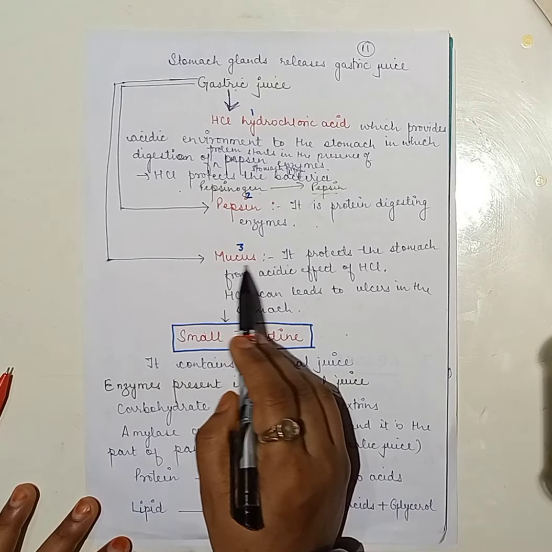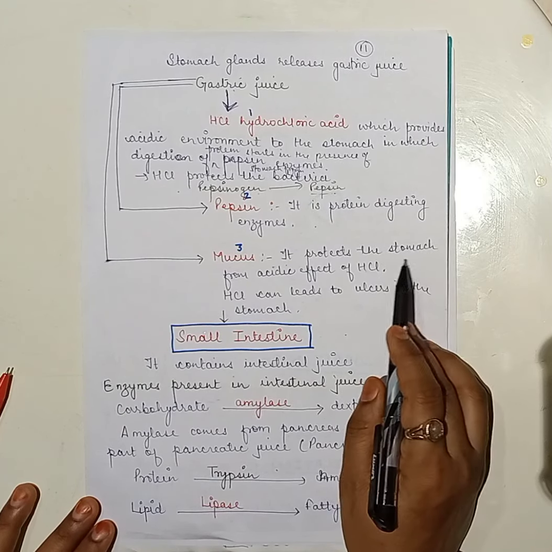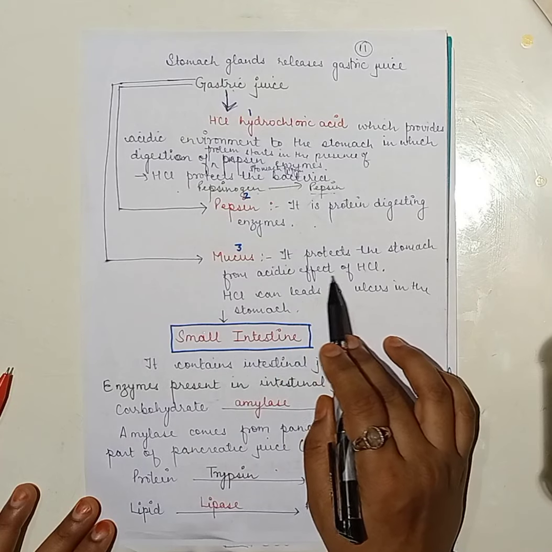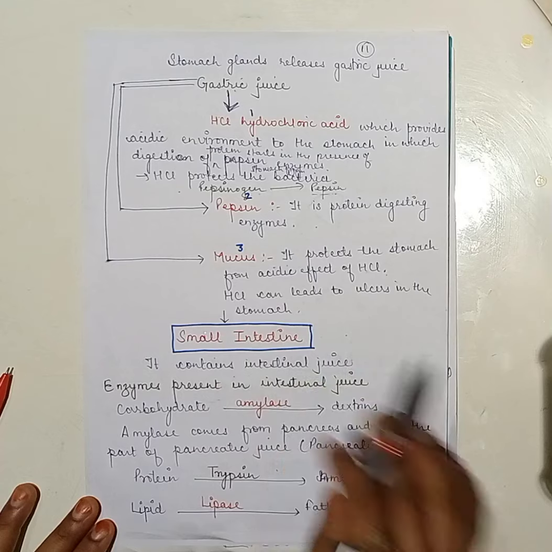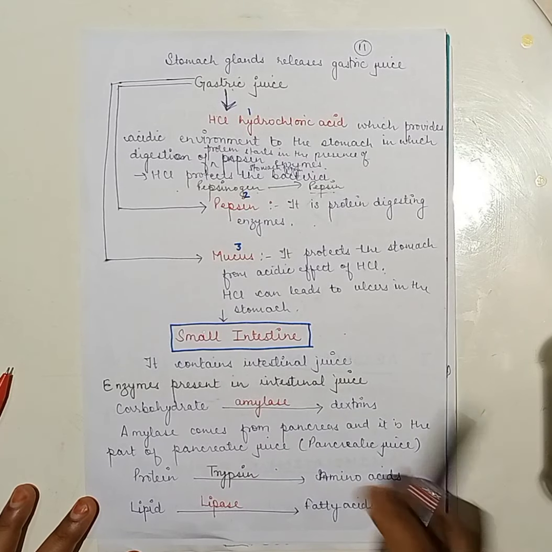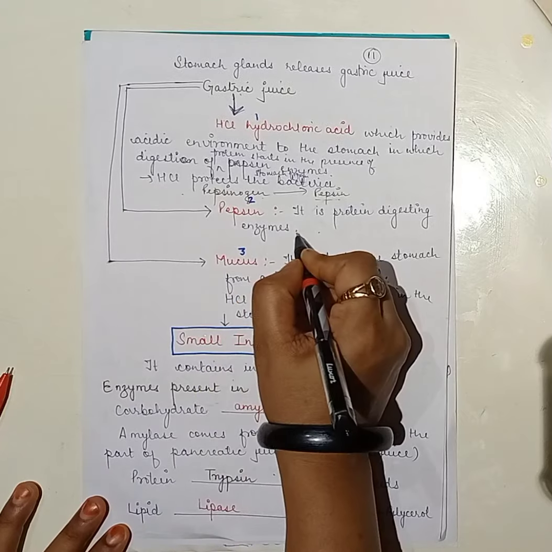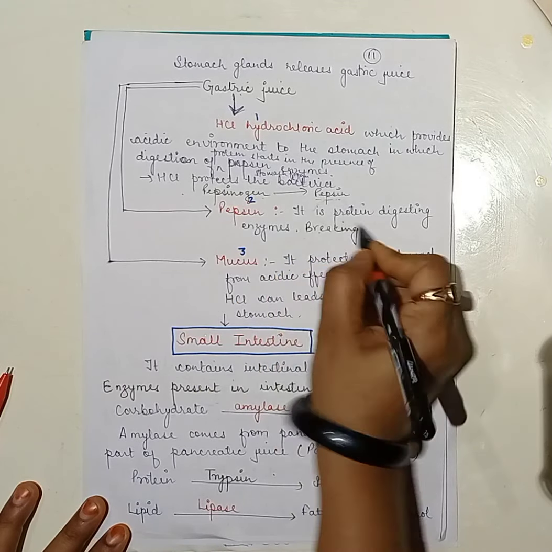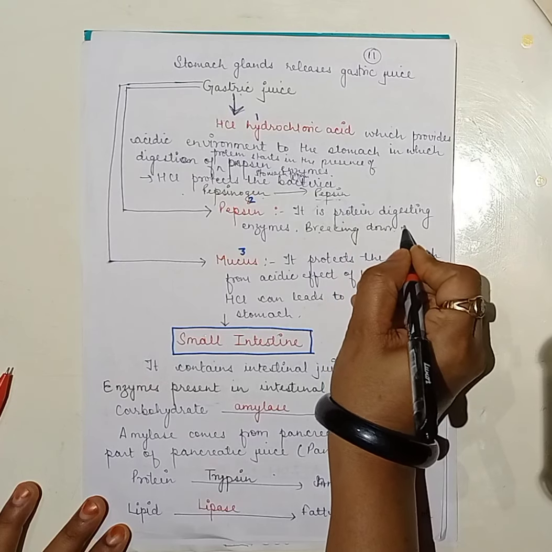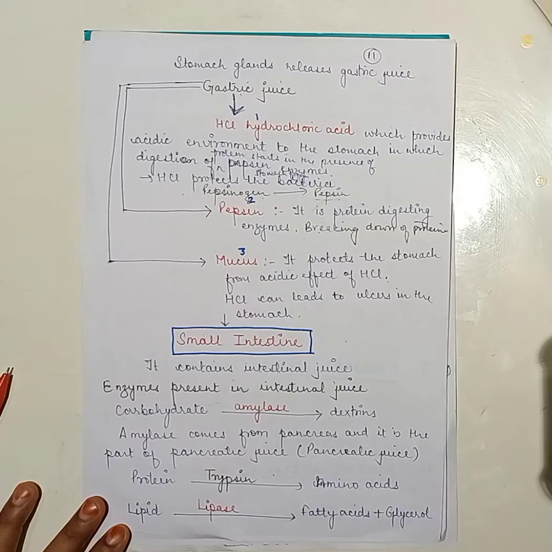Now third is the mucus. Mucus is a sticky substance. It protects the wall of the stomach from the acidic effect of the HCl. Pepsin helps in breaking down of protein, right? Pepsin helps in breaking down of protein.